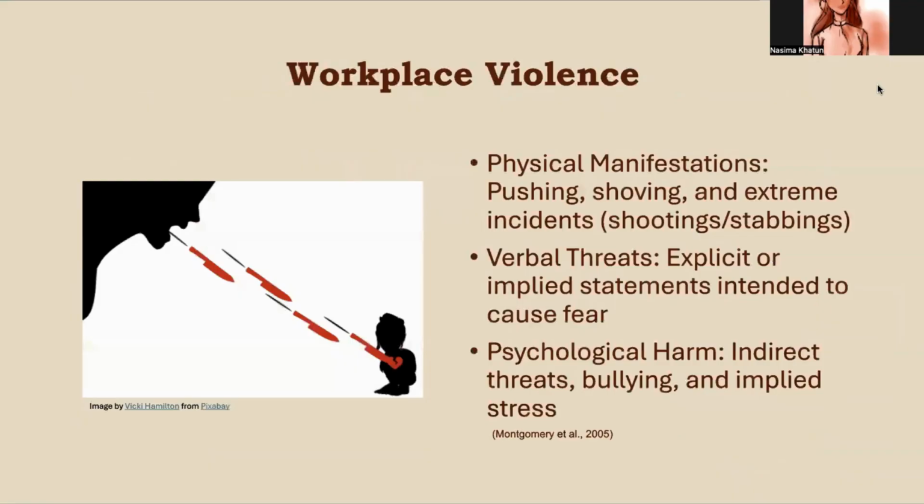Workplace violence can manifest in three ways: physical, verbal, and psychological. Physical violence includes pushing, shoving, and extreme incidents such as shooting and stabbing. Verbal threats are explicit or implied statements intended to cause fear. Psychological harms are indirect threats, bullying, and implied stress. Perpetrators of workplace violence can be staff or library users.